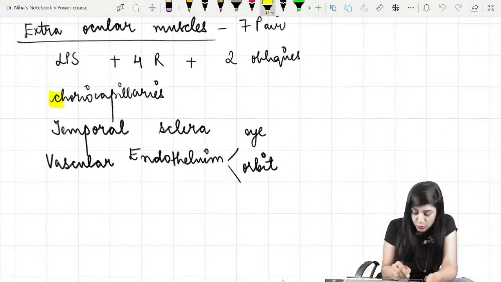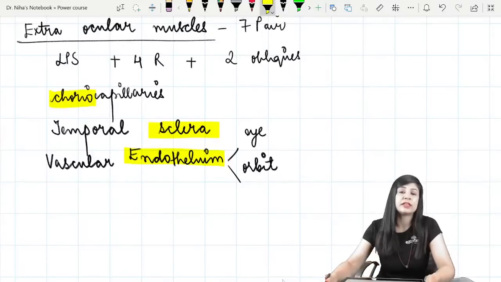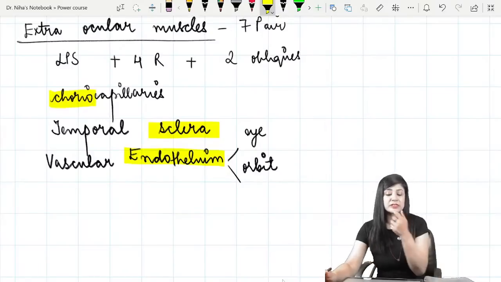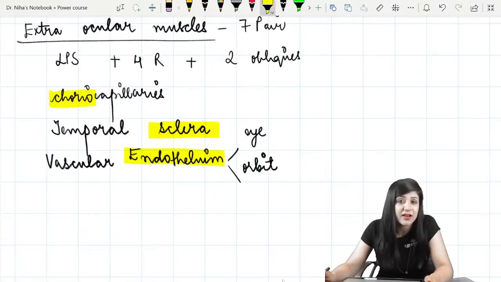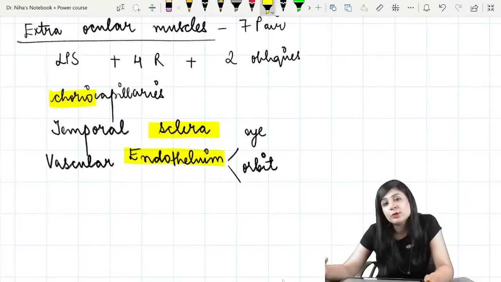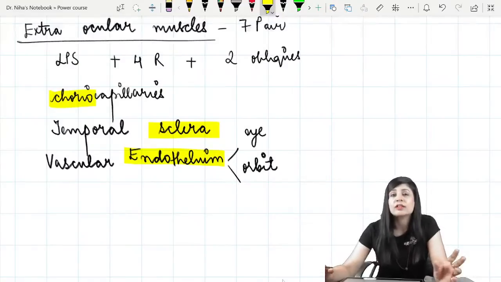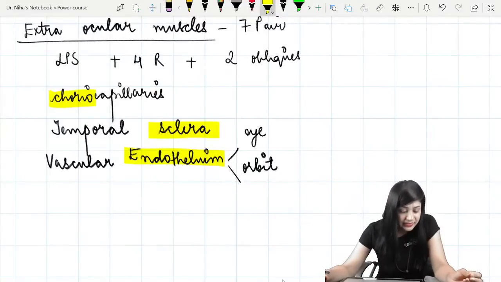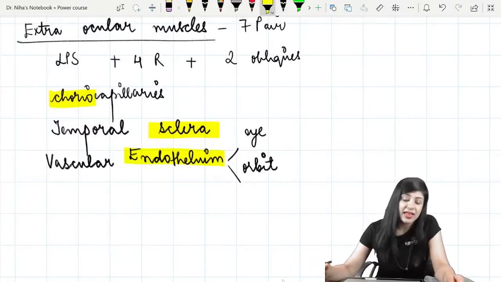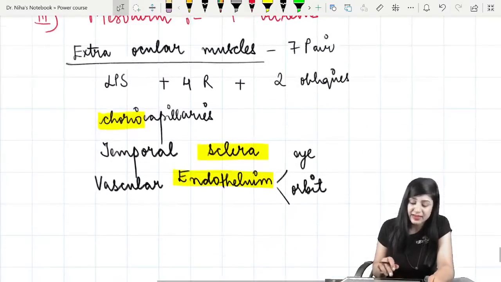One is the choroid, one is the sclera, and one is the endothelium. And these 3 words will come from neural crest also. So I will tell you when you have to decide whether the answer is neural crest or the mesoderm. Please highlight these 3 things: the choroid, sclera, and the endothelium.